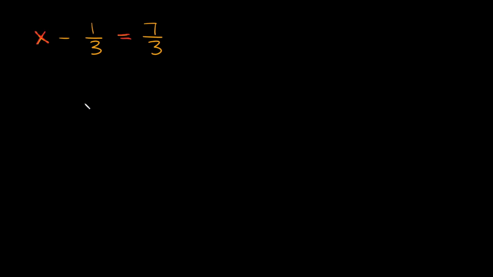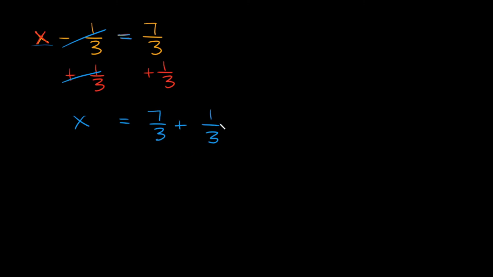So in order to undo the minus 1/3, I'm just going to add 1/3. Okay, but remember, whenever you do something to one side of the equation, we also have to do it to the other side of the equation. So if we're going to add 1/3 over here, we also have to add 1/3 over here. Now, this minus 1/3 plus 1/3 just goes to 0. So on this side of the equation, all we're going to be left with is just x. Okay, and we're going to set that equal to 7/3 plus 1/3.